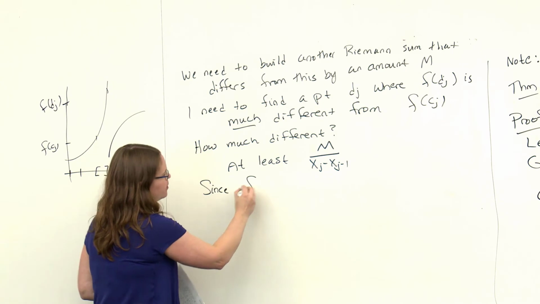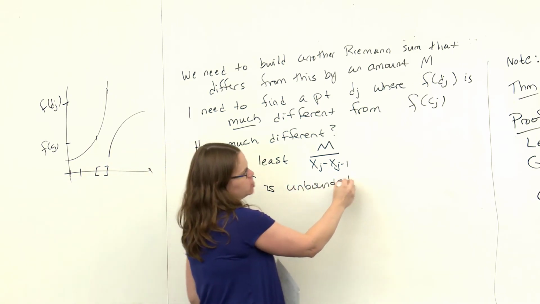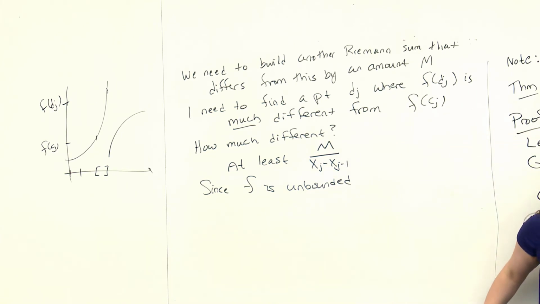So since f is unbounded, what does it mean for a function to be unbounded? As you approach a certain number, the limit approaches infinity. So does the limit approach infinity? Maybe. There's a precise definition.